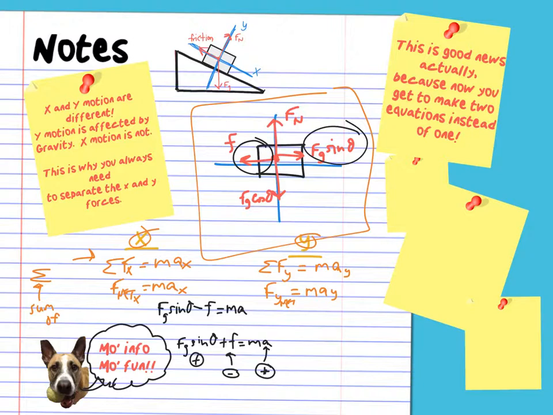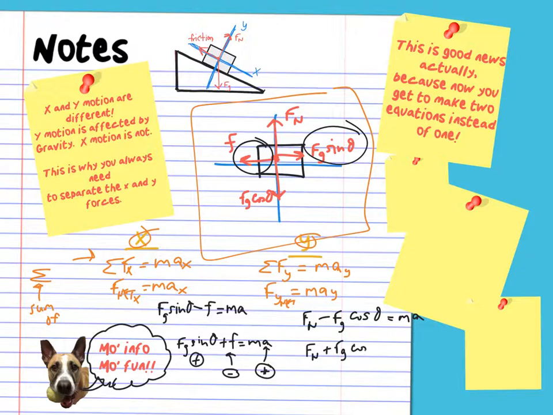Same for the y. You have your normal force, and in the opposite direction you have your y component of gravity, equals ma.